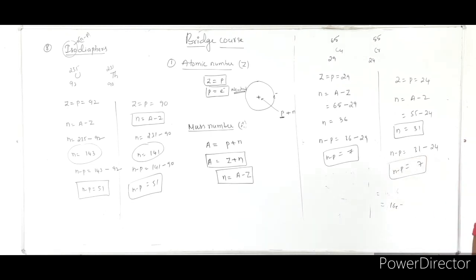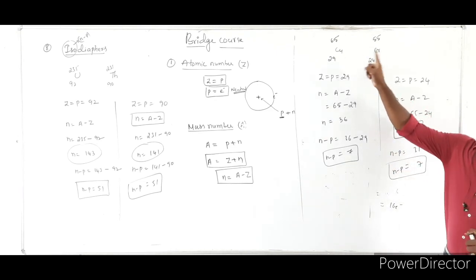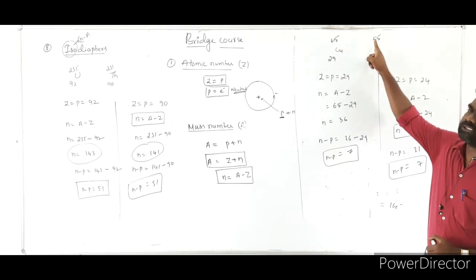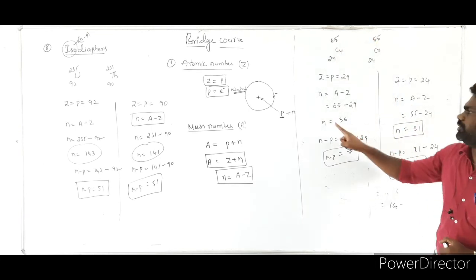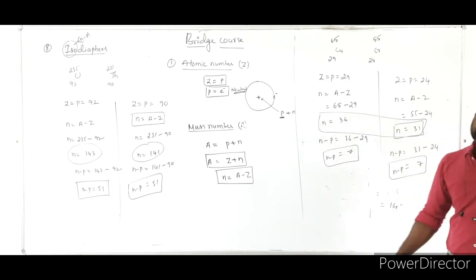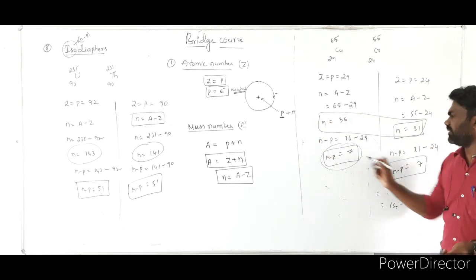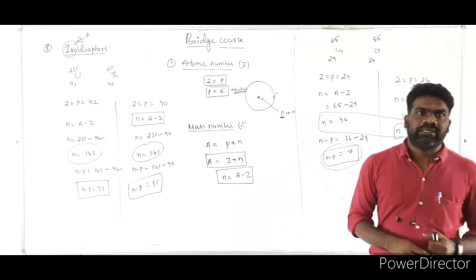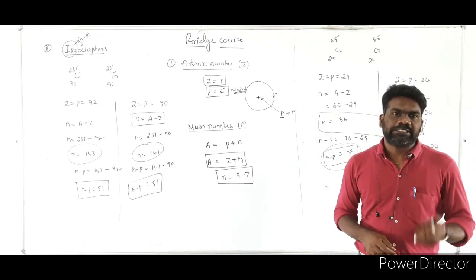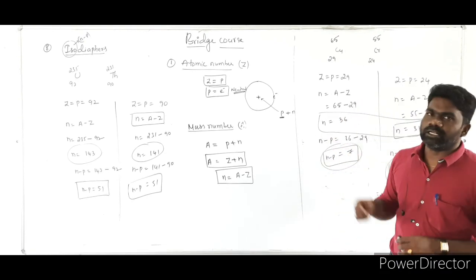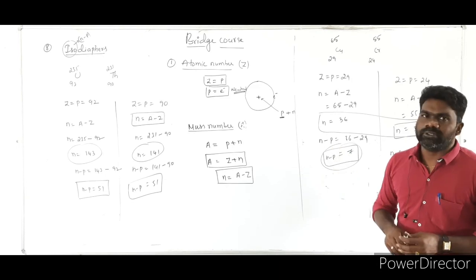Then by taking this, we can define isodiaphers first as two different elements. They have different atomic number. They have different mass number. They have different neutron number also. But what is the same is the n minus p value. So by taking this, we can define isodiaphers as elements with the same n minus p value, but different atomic number, mass number, and neutron number, are called as isodiaphers.